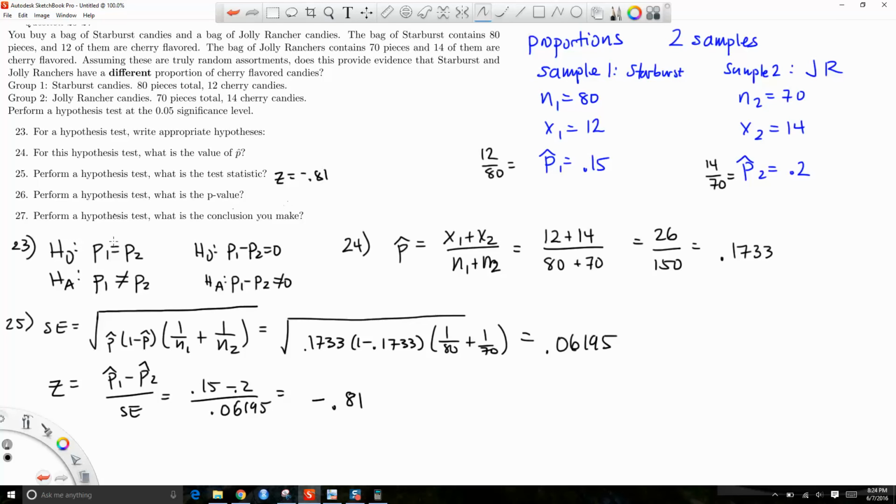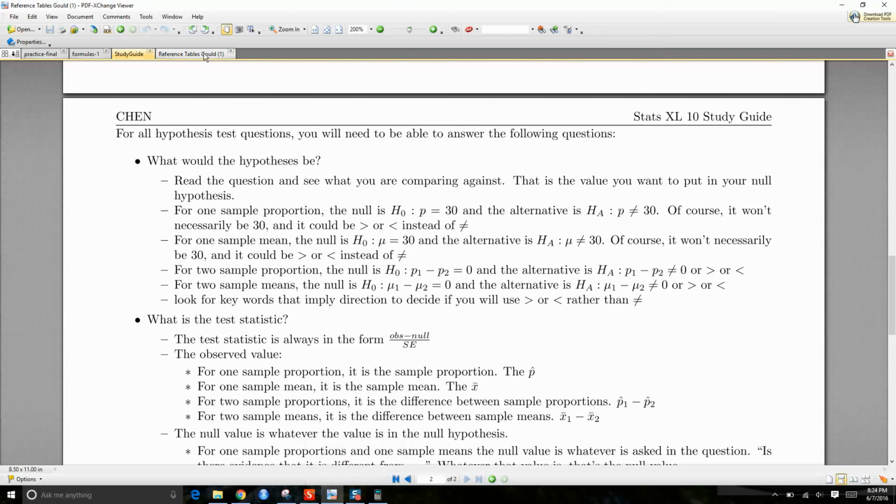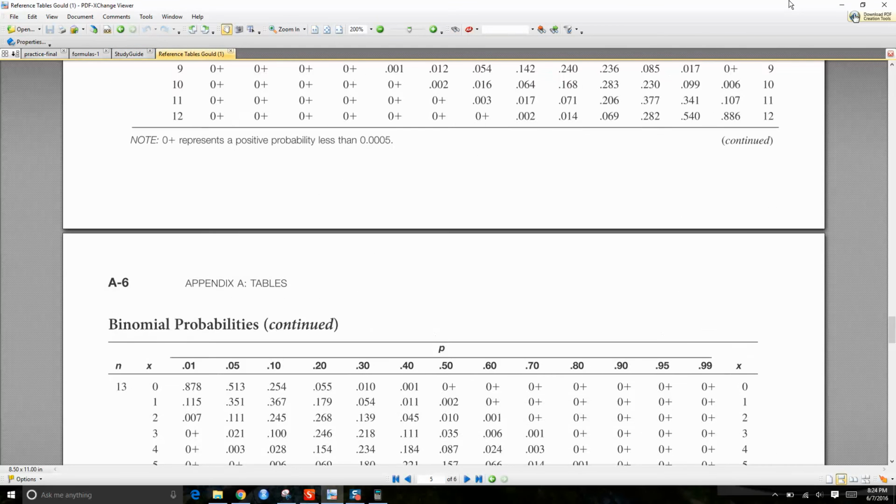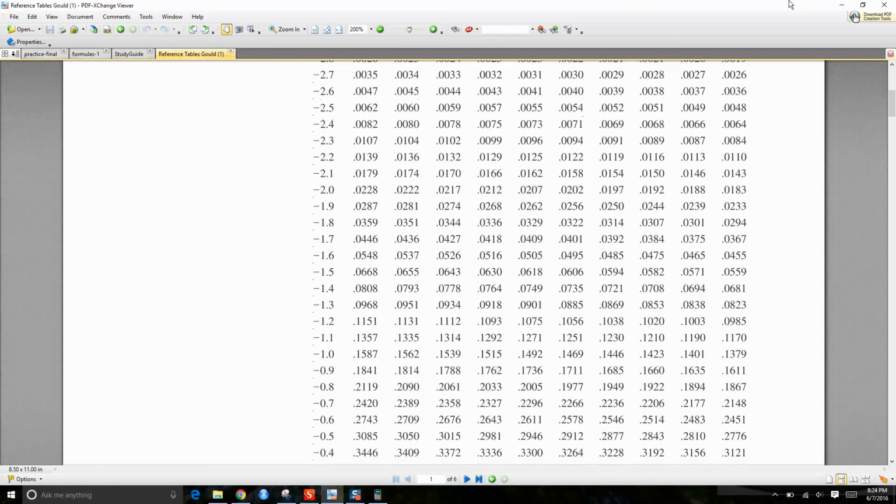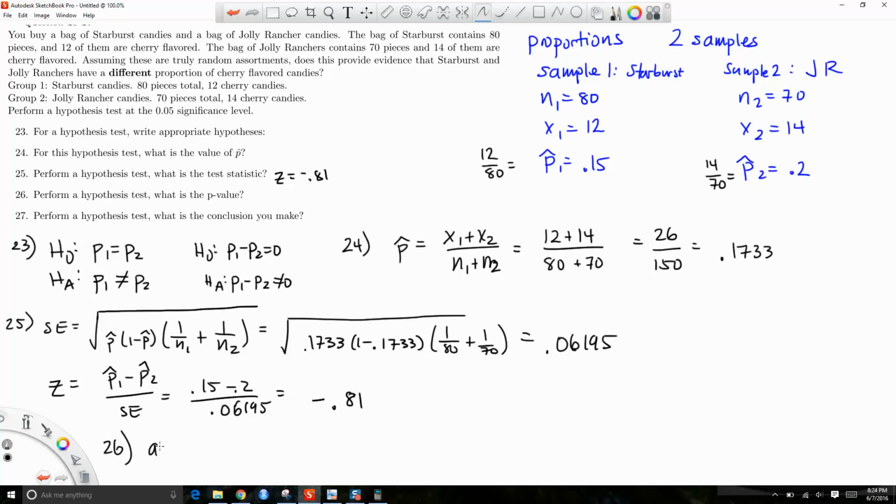Okay? And then for 26, we want to find our p-value. For our p-value here, we're going to find the tail area, which in this case, because z is negative, is just the area to the left, which is the area in the table. And then we're going to multiply that by 2, right? So we look up z equal to negative 0.81, and I get 0.2090. So the area to the left of z equal to negative 0.81 is 0.2090.